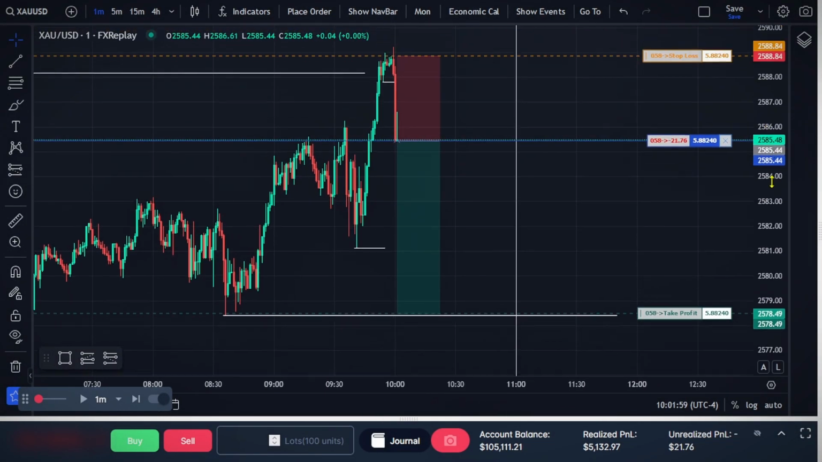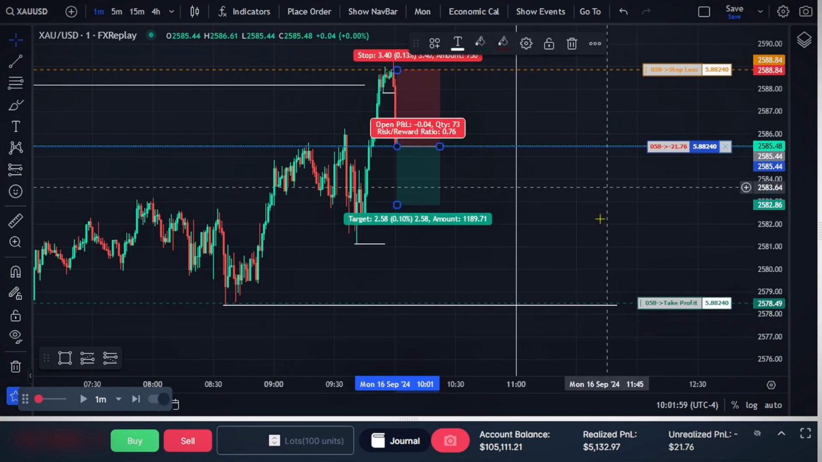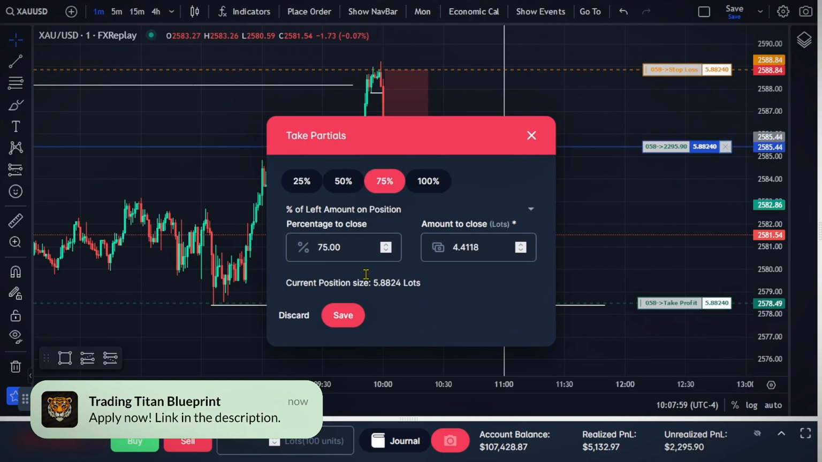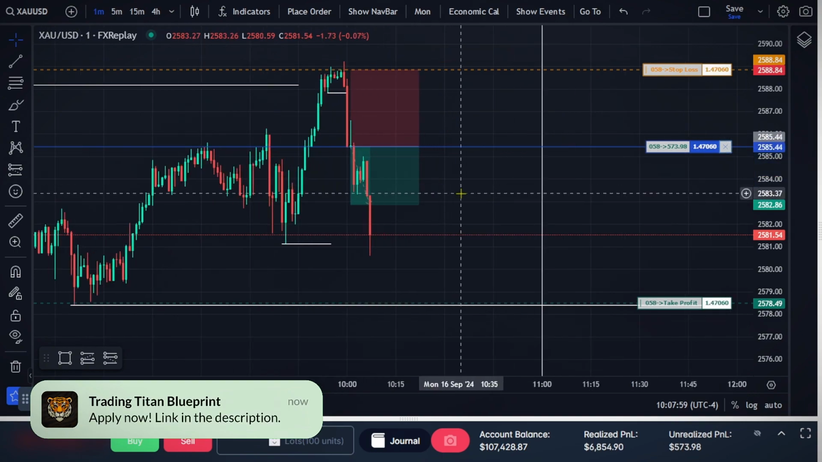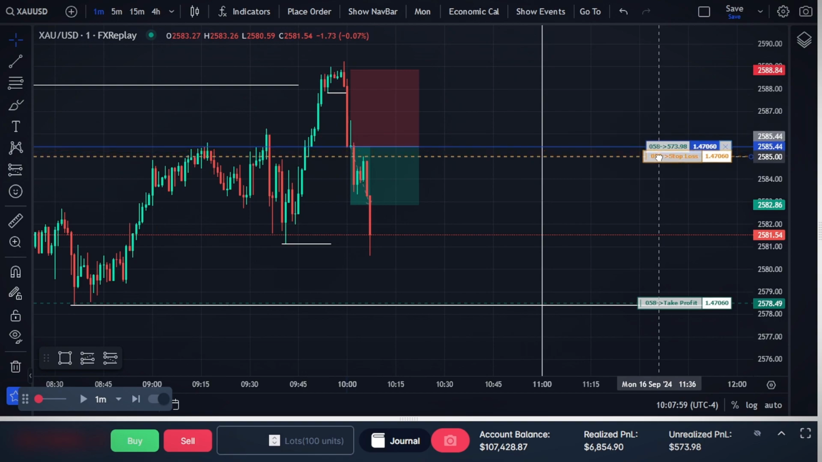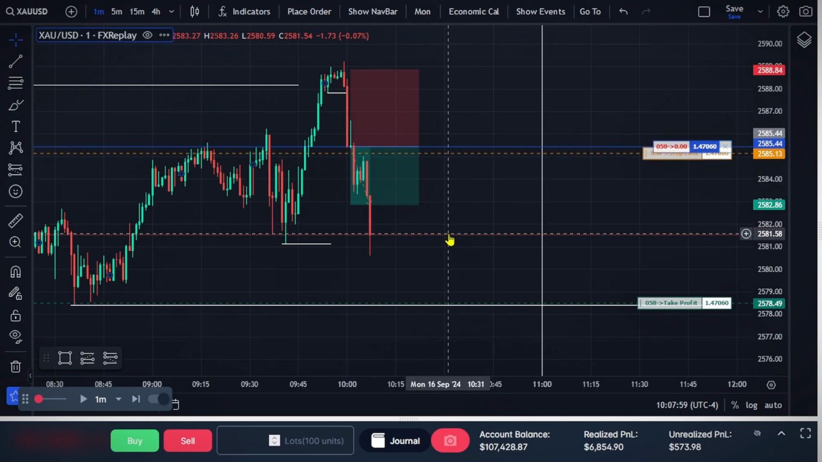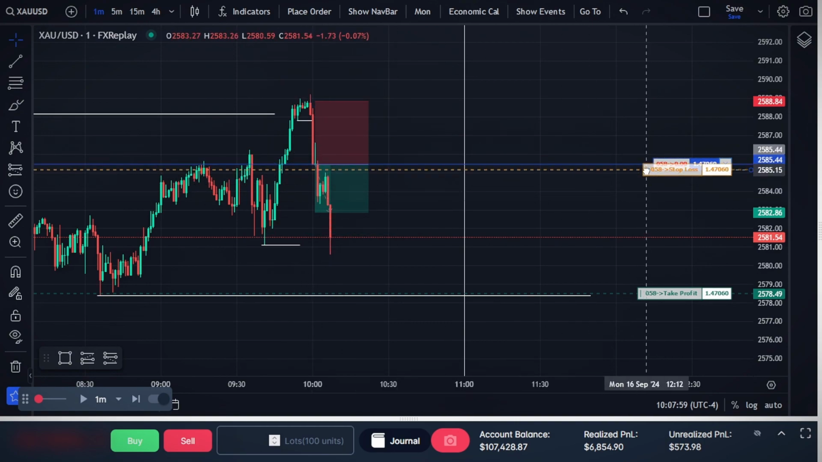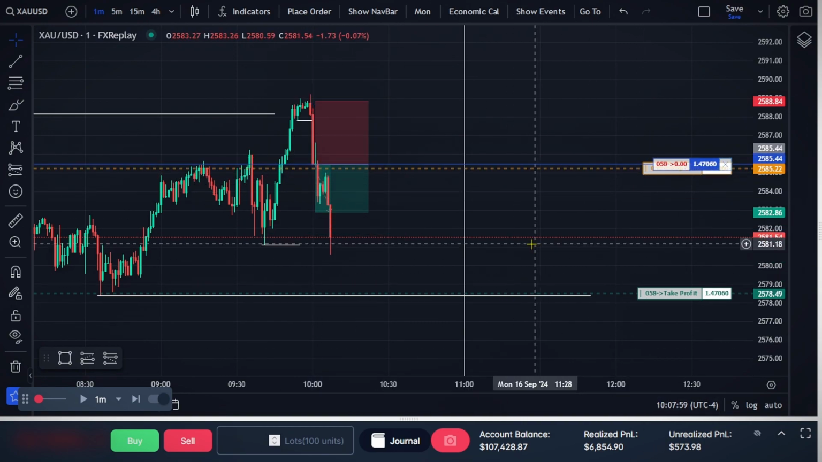We'll play the price ahead and repeat the same steps, taking 75% off the position at 0.75 R, leaving the runner towards the take profit, and trailing the stop loss to the new protected swing low. Even if the stop loss hits and price reverses, we've already secured profits. This is how simple, yet powerful this strategy is.